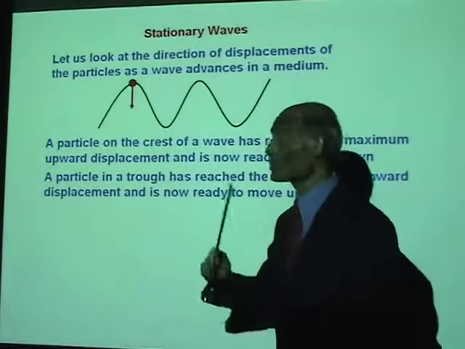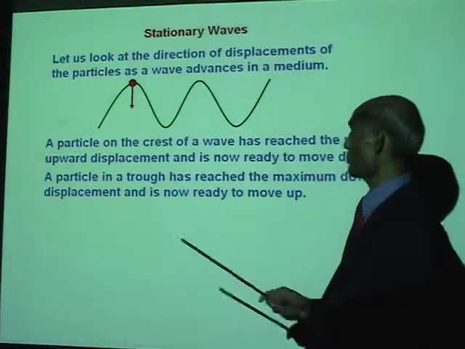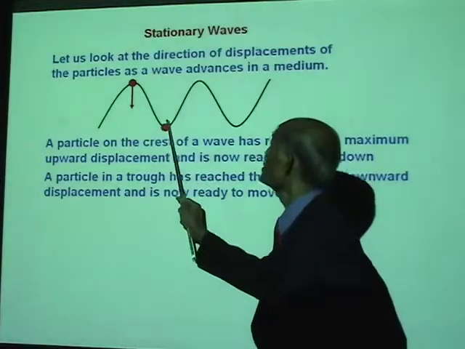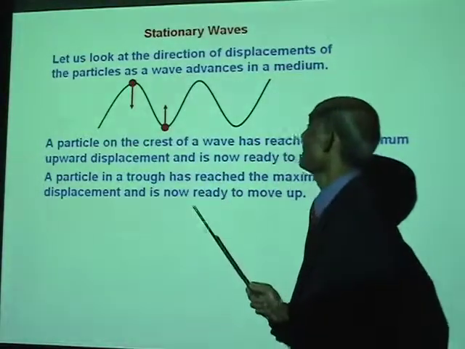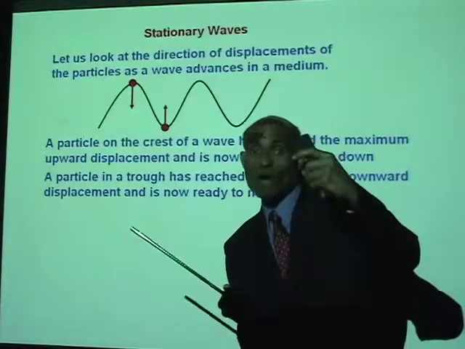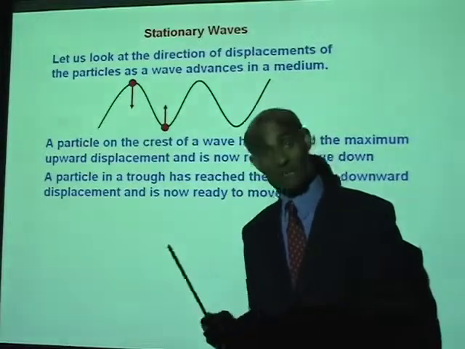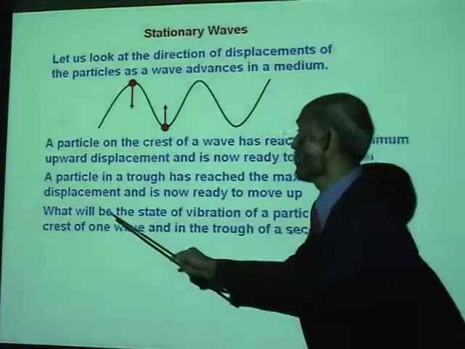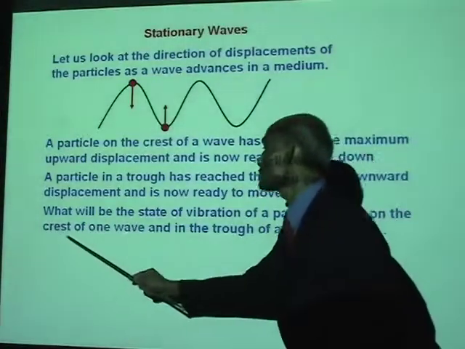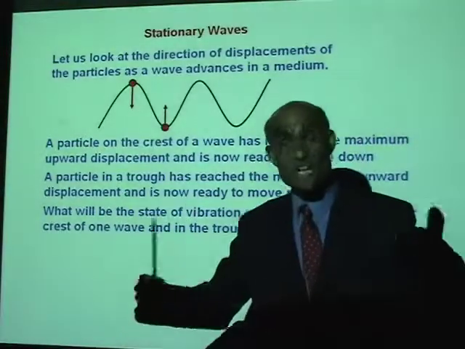Now, how about a particle in a trough? What is the state of vibration of such a particle? It has actually reached the lower extreme. It is now beginning to go up. That means the state of these two particles are completely opposite. Or we say they are completely out of phase. Is that right? Okay. Now, what will be the state of vibration of a particle that is on the crest of one wave and the trough of a second wave?